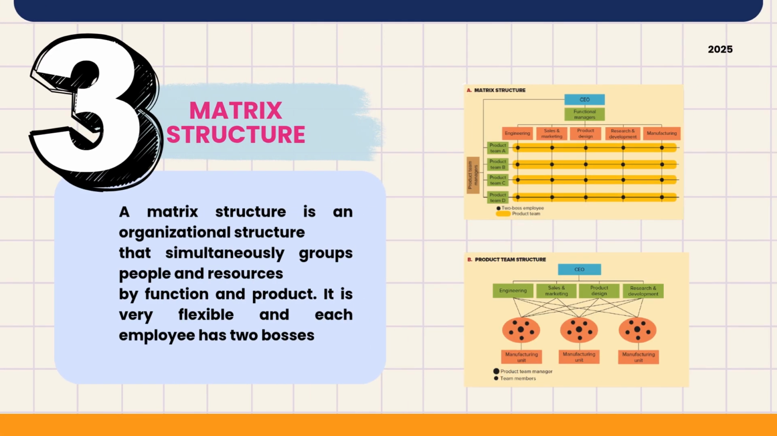A matrix structure is an organizational structure that simultaneously groups people and resources by function and product. A matrix structure is highly flexible. It allows people to work across projects while staying rooted in their functional expertise. But it can be complex, as employees have two bosses, dual reporting lines.